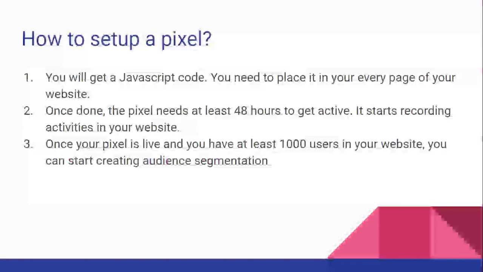Okay, so how to set up a pixel? What is a pixel? A pixel is a JavaScript code that you place on your website. So when I say website, it's not publisher's website; it's advertiser's website. So when you put a JavaScript code, it starts tracking the number of visitors, where they have visited. But for that, you need to put that same pixel in all the pages of your website. And that JavaScript code, you will get it from your individual DSPs.